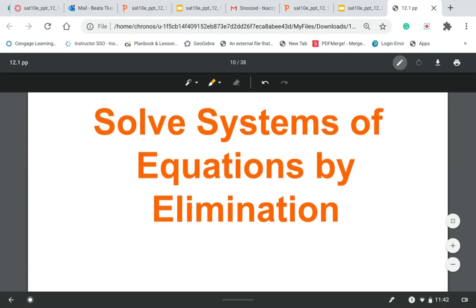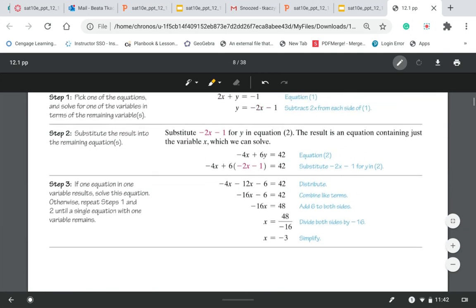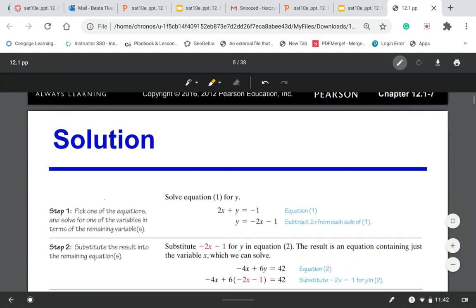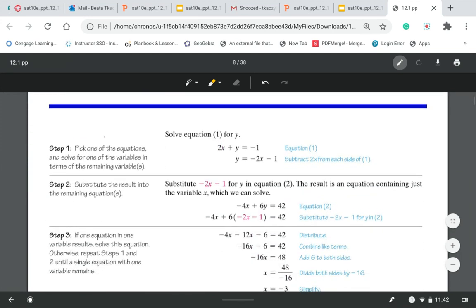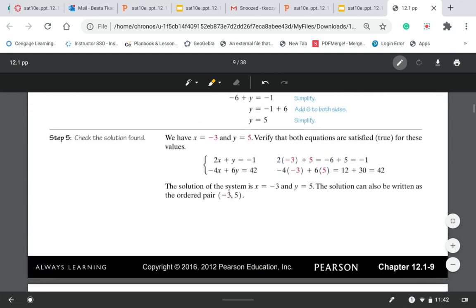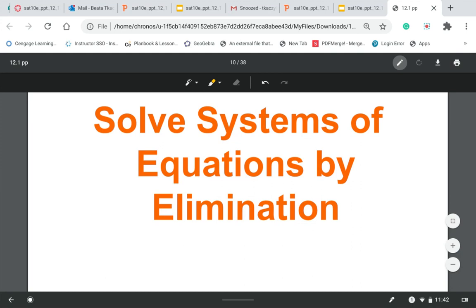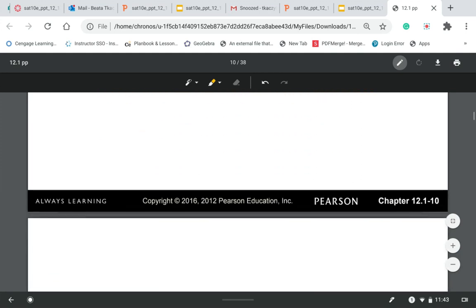Next, if I went too fast explaining this problem, the PowerPoint gives you the detailed explanation of how they solve it, so you can also check that. Next, we're going to talk about solving systems of equations by the elimination method.